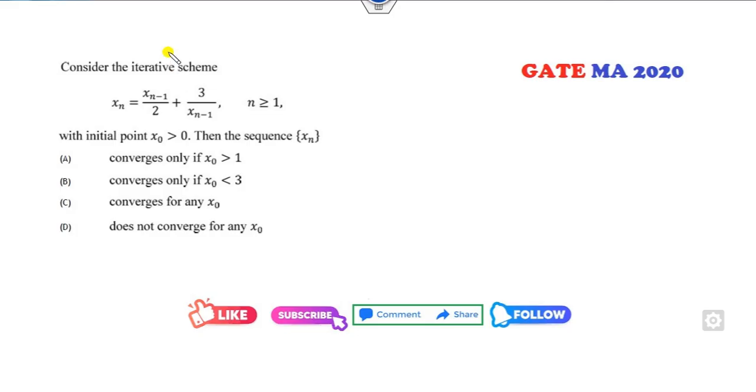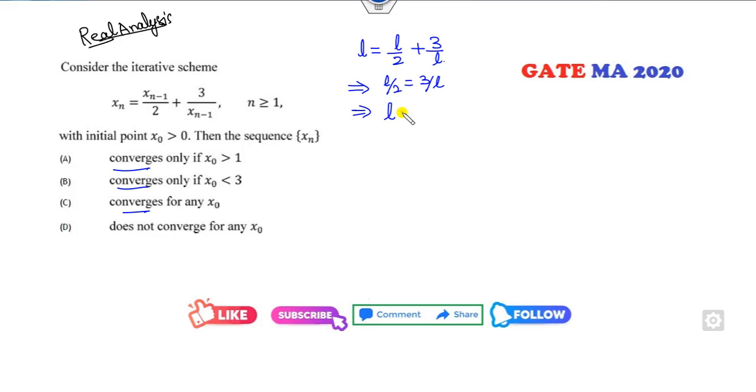Look at this another one. Consider the recursive scheme here and which of the following sequences are convergent. You may think this question can be solved by using real analysis, but this problem is also solved by the fixed point equation. Is it convergent or not? I can start from the limit. I can take L equals L over 2 plus 3 over L. So L over 2 is 3 over L, so L will be plus or minus root 6. So the concept is, it converges to plus root 6 or to minus root 6, depending upon the value of x naught.